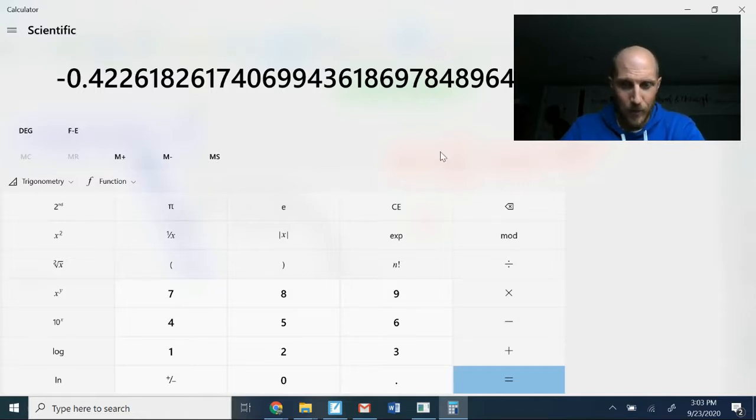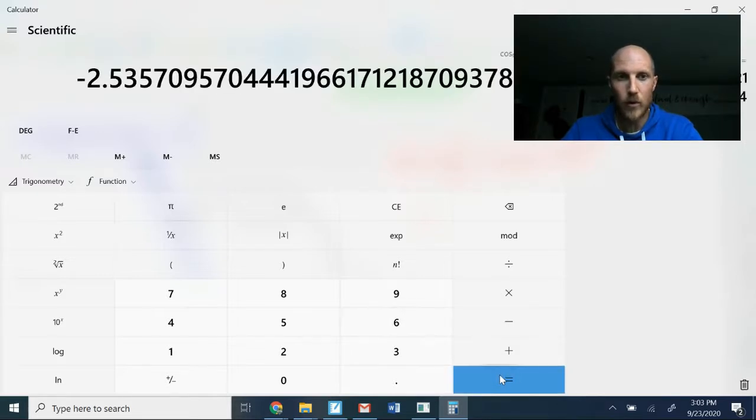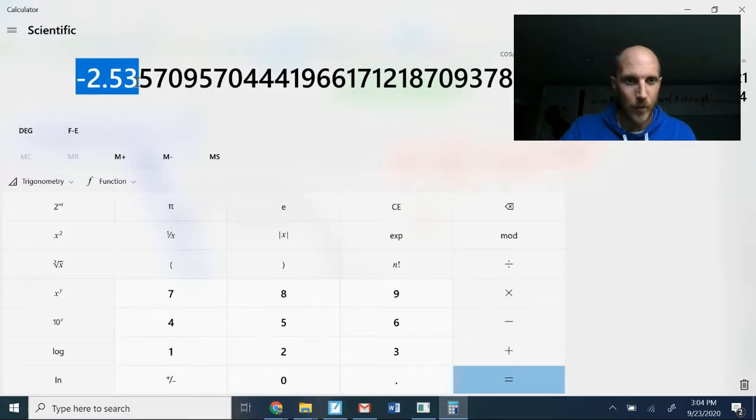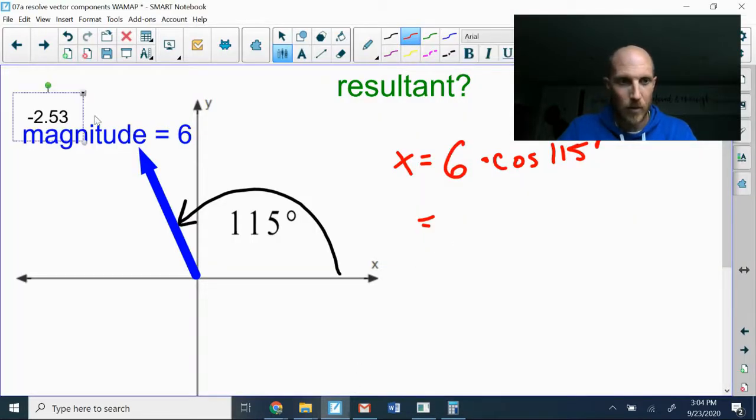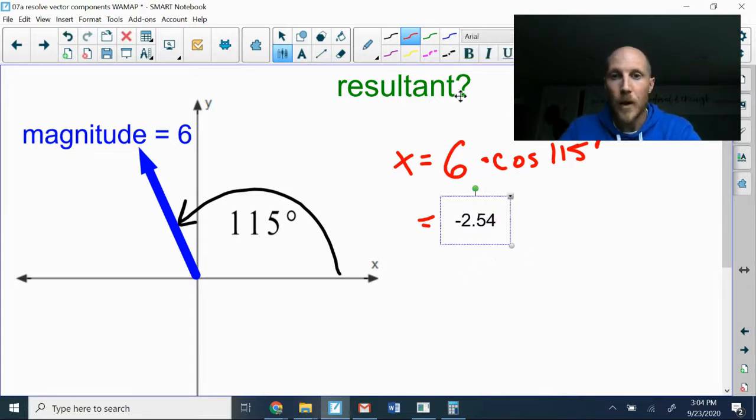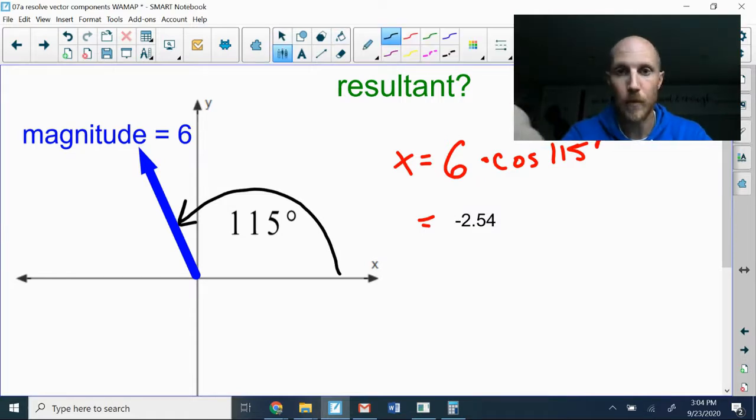That's a lot of decimal places. Okay, so that is the cosine of 115 degrees. I need to multiply by 6, so times 6 equals. Let's see if I can copy and paste. That's a lot of decimal places. I'm just going to go with 2. So really, this would round to negative 2.54. Let me copy and paste it. Okay. Actually it should round to 4. Yeah, okay, cool.